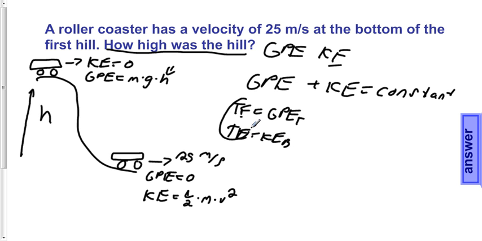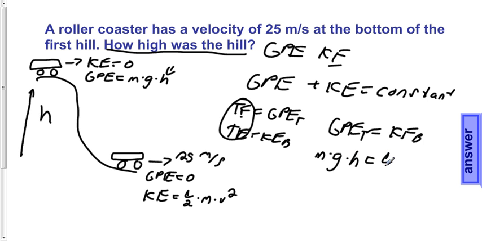Because total energy stays constant, this means that we can make gravitational potential energy at the top equal to the kinetic energy at the bottom. This means the mass of the cart times the acceleration due to gravity times the height that the cart is at, which is also how high the hill is, is equal to 1/2 times the mass of the cart times the velocity of the cart squared.